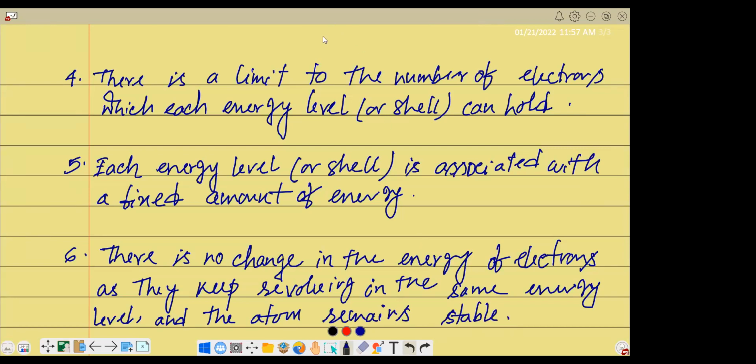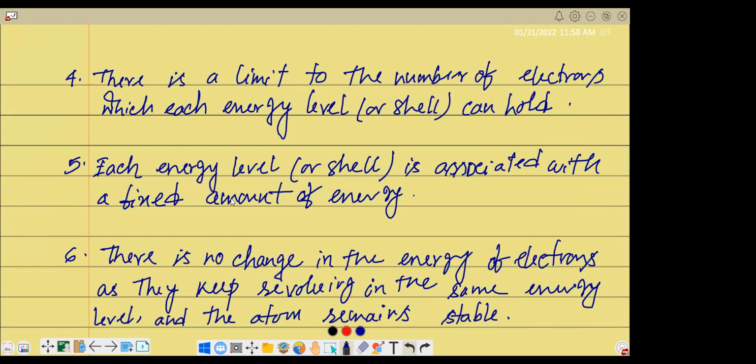Okay. So the change in the energy of an electron takes place only when it jumps from a lower energy level to a higher energy level, or when it comes down from a higher energy level to a lower energy level. When an electron gains energy, it jumps from a lower to a higher energy level. And when an electron comes down from a higher energy level to a lower energy level, it loses energy.